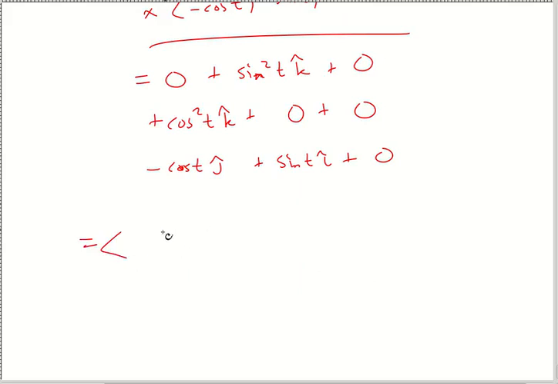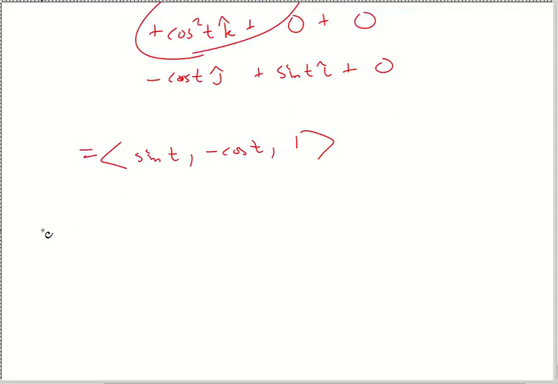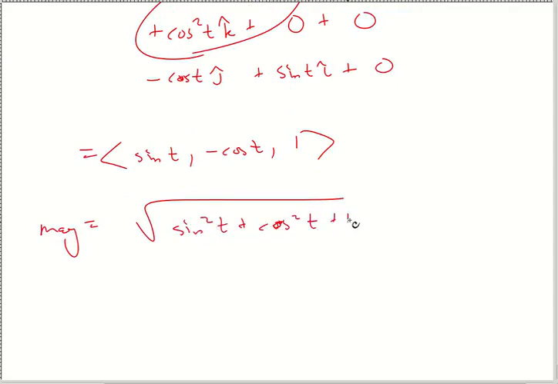So my vector turns out to be sine t, negative cosine t, and then I've got this stuff for my k component. Well, sine squared plus cosine squared is a 1. Kind of interesting how that works. Well, I need the magnitude of that thing. So the magnitude, then I got sine squared, cosine squared, and then 1 squared. Well, this stuff yet again, that's a 1. So I've got basically 1 plus 1, which is square root 2.